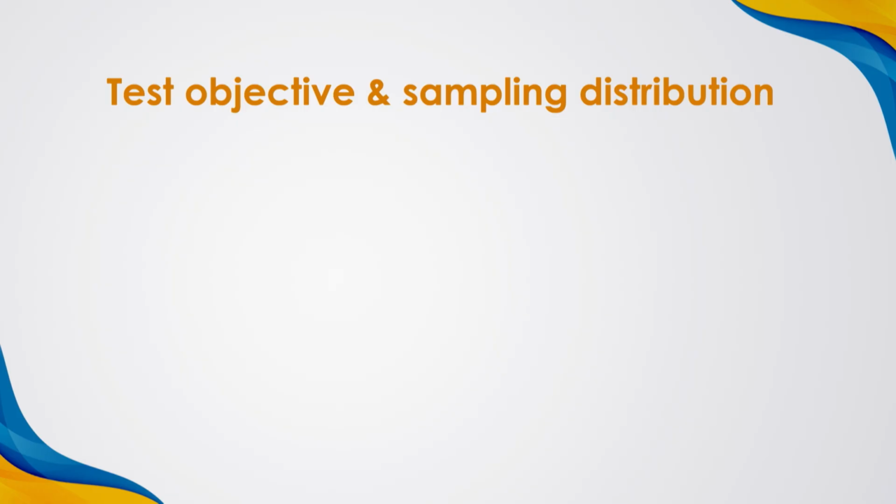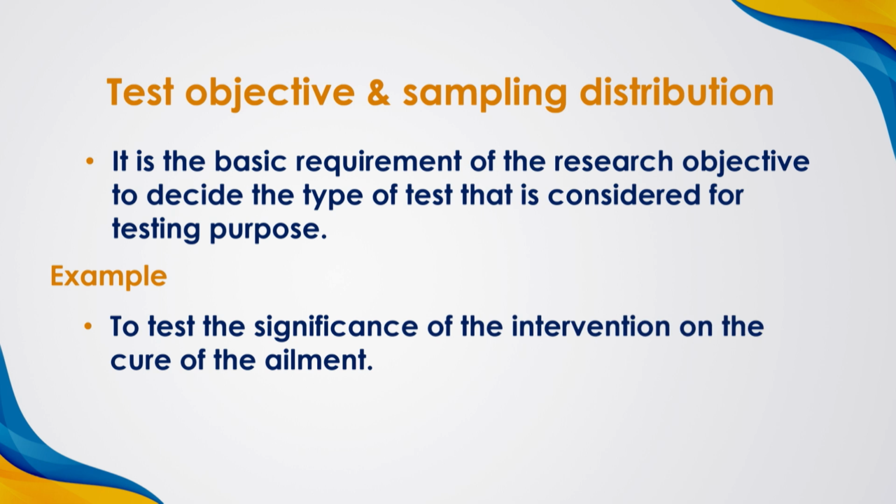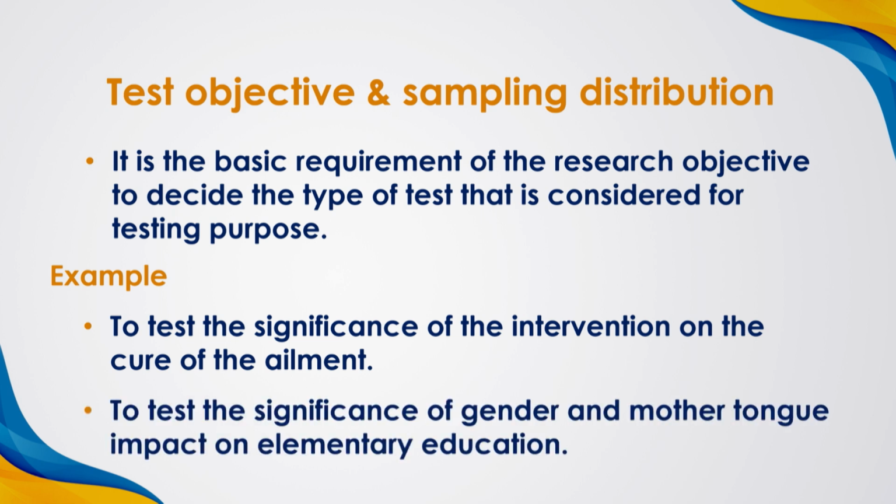Test objectives and sampling distribution involve the basic requirement of the research objective to decide the type of test considered for testing purposes. To test the significance of an intervention on the cure of an ailment can be considered as one example. Another example for testing the objective is to test the significance of gender and mother tongue impact on elementary education.